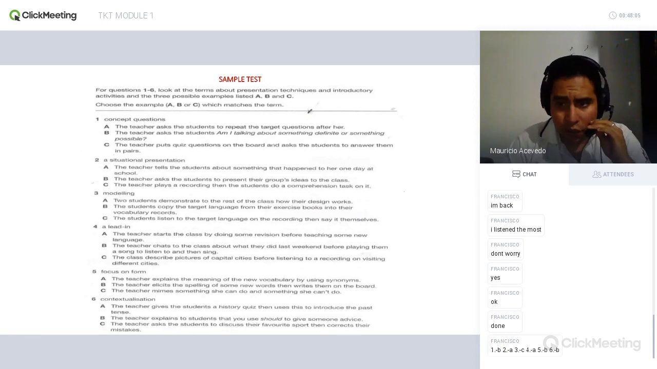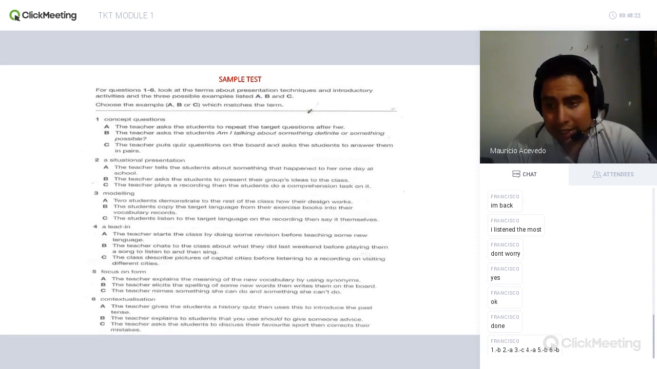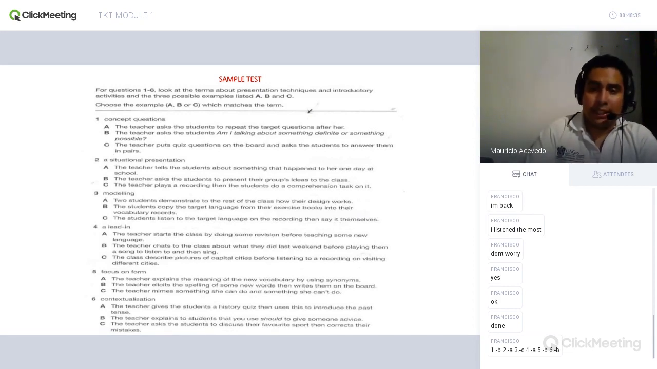Number five, focus on form. According to you, B, the teacher elicits the spelling of some new words and writes them on the board. Okay, so maybe that has to do with form. Okay, that's a hard one indeed. And finally, contextualization. It's B according to you. The teacher explains to students that you use should to give someone advice. Okay, so you are contextualizing the topic by giving them the correct answer.